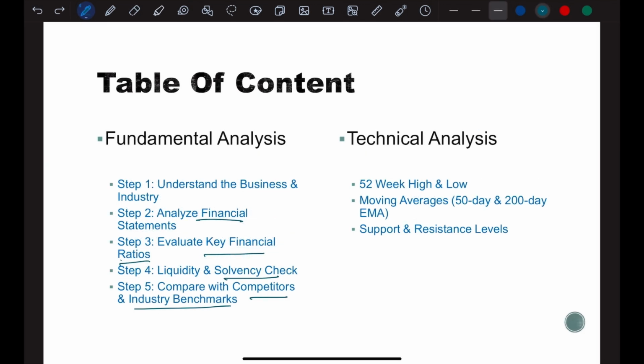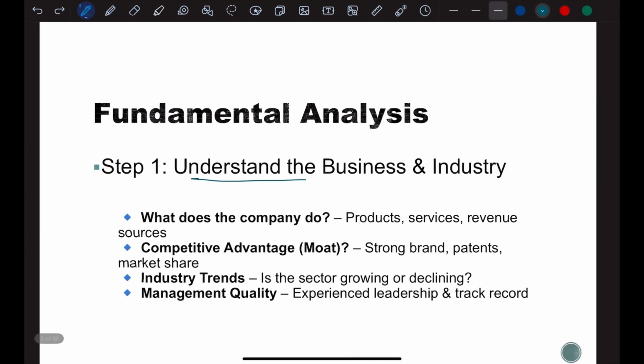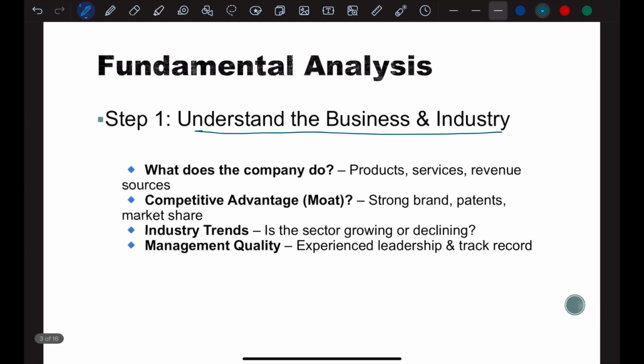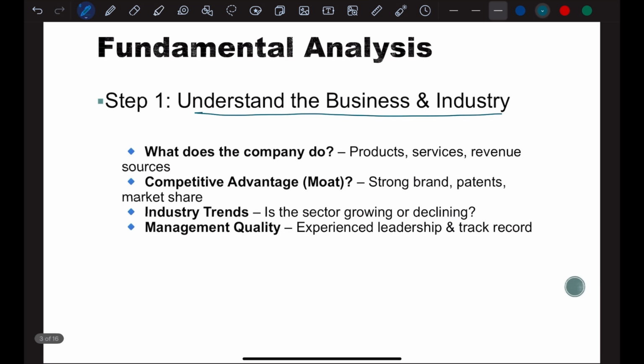So let's start with step 1, which is understanding the business and industry. Before investing, you need to know what the company does and how it fits into the broader industry. Now there are multiple ways to do business analysis, but these are the key questions that you should ask before investing in a company. The very first one is, what does the company do? What is the business model of the company? By this I mean, you will be asking what are their products, what are their services, and how the company generates its revenue.